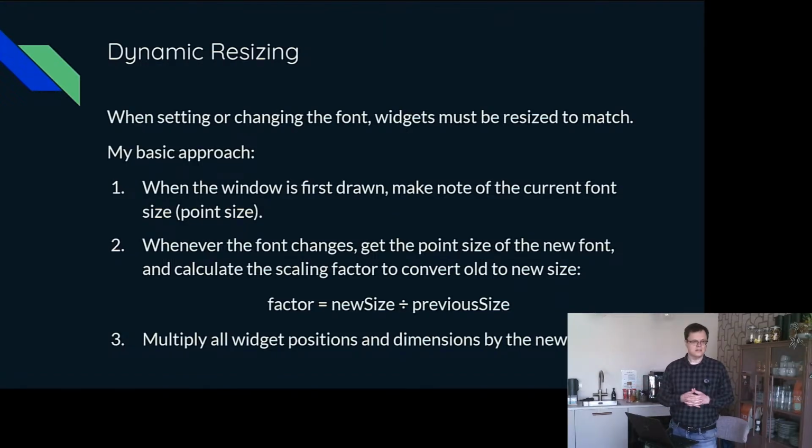That's your factor. And then you want to multiply all of your widget positions and dimensions by the new factor. And by the way, if I get any of the math wrong or backwards, please excuse me, because math has never really been my strongest subject. But this is your basic logic. Once you've got the factor, you go through all of the controls on your dialog. You multiply their width and height by the scaling factor, and optionally their x and y position coordinates.